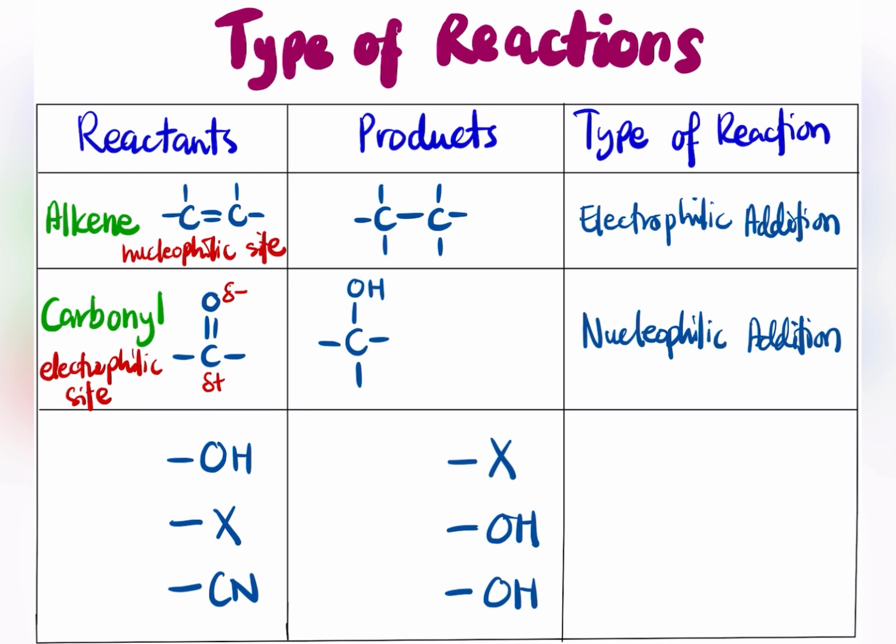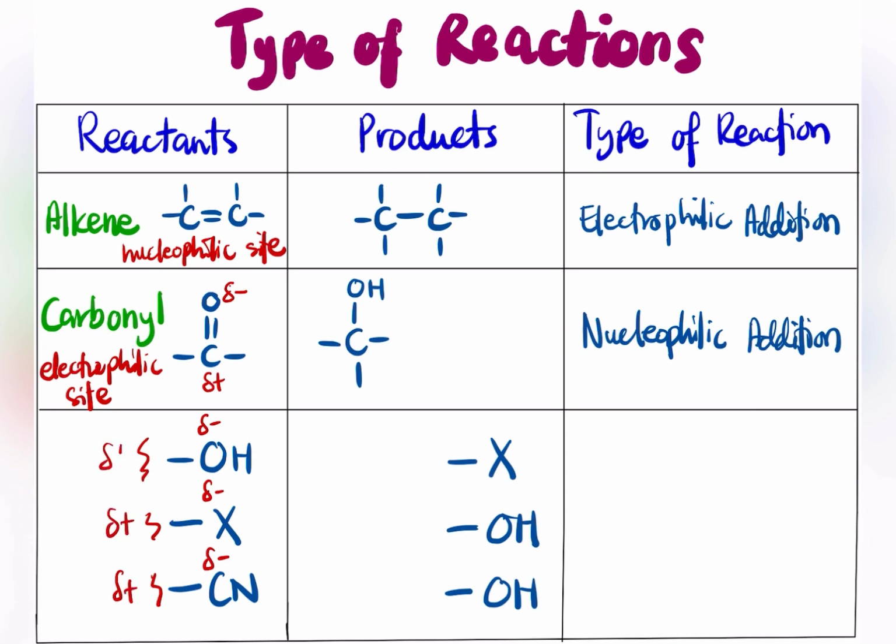Next one. If I say I got alcohol as my big reactant molecule, or haloalkane, or another compound with a CN group attached to it, this group of atoms is an example of a partially negative atom. So there will be a negative charge on them. And what's next? Logically, they will attach to something else that is partially positive.